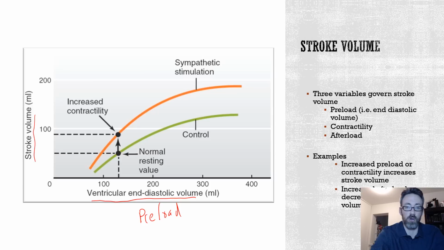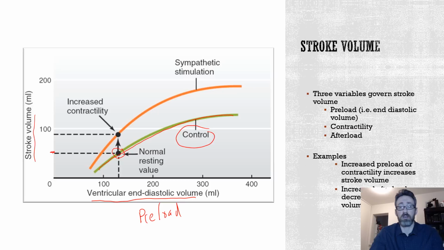And so here's our control, our normal or baseline, and it has this curve, which you see here in green. What we've picked out over here is this normal resting value, meaning that if our end diastolic volume is, say, around 120 or 130 milliliters, typically at rest, the stroke volume associated with that is going to be somewhere over here, probably about 60 or 70 mL. So that's going to be the stroke volume.